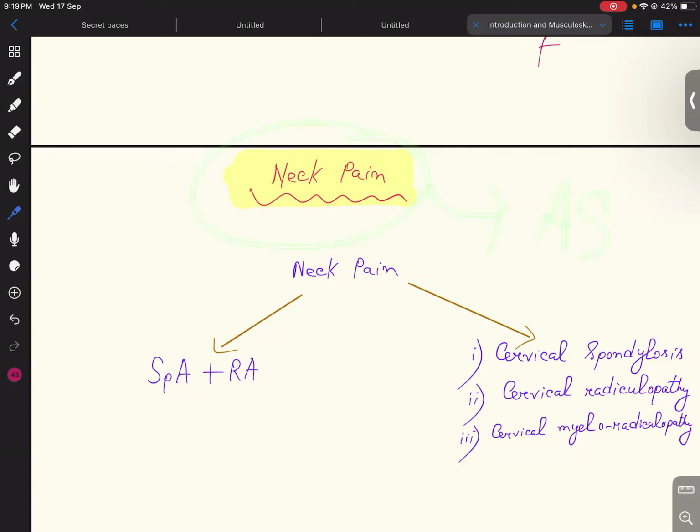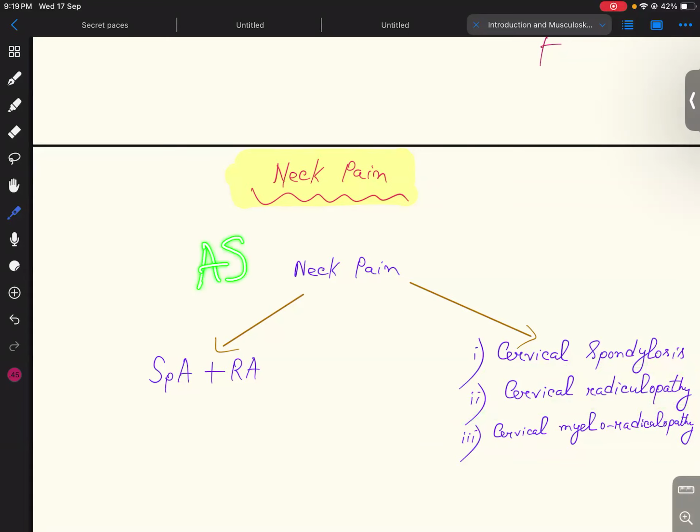So after auscultation, if you see that he has morning stiffness, then this is either ankylosing spondylitis, seronegative spondyloarthritis or rheumatoid arthritis. And if there is no morning stiffness, it can be cervical spondylosis, cervical radiculopathy, or cervical myeloradiculopathy. But the case I found was ankylosing spondylitis, that is, neck pain with morning stiffness. And remember, ankylosing spondylitis is a very common case in the PACES exam.